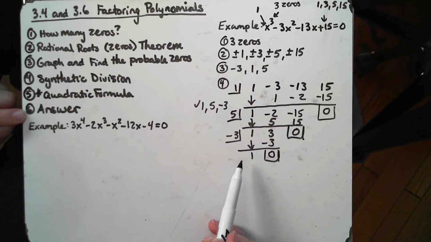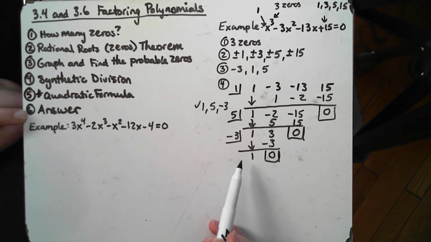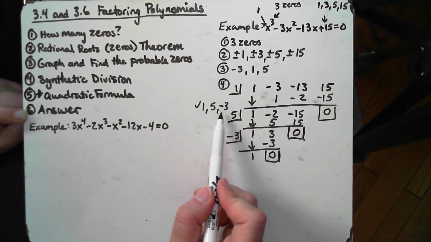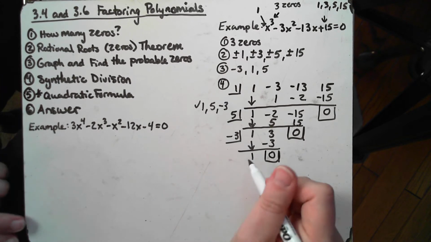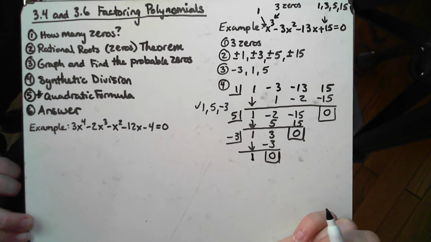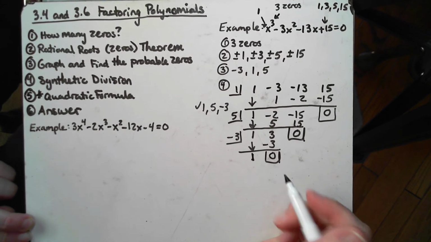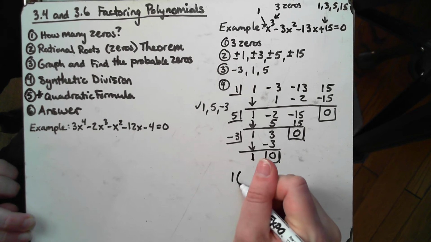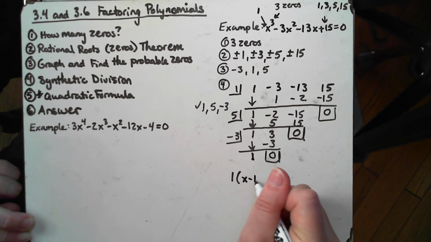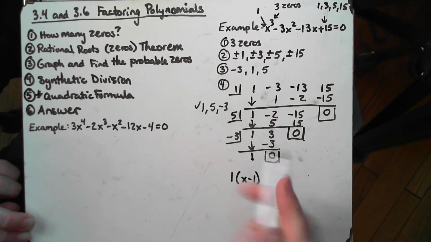So now finally, I'm just going to write my answer. And it depends on what they asked for. If they just asked for the zeros, this is it. But if they asked you to factor it, you would start off by writing whatever number is here. If it's a 2, you'd write a 2. If it's a 1, you technically don't need to write it, but you can write a 1 times. And then it's going to be x minus 1, x minus 5.